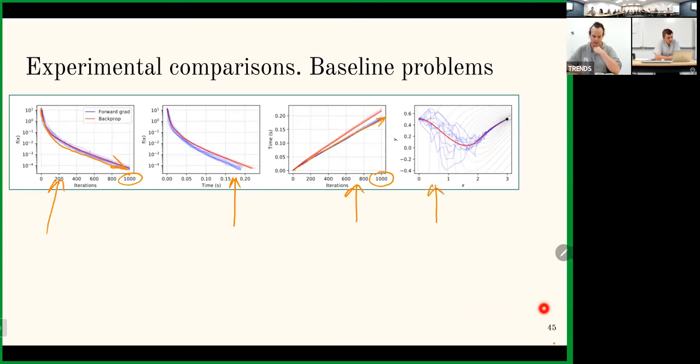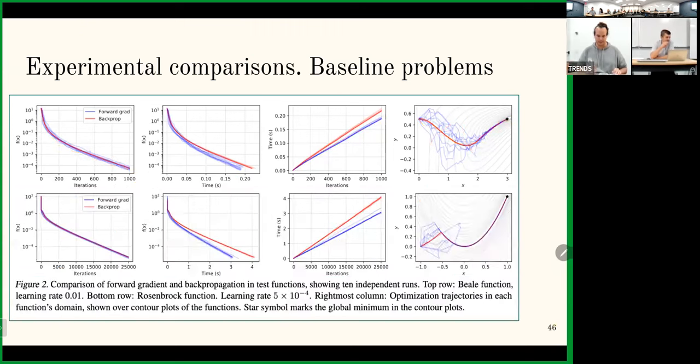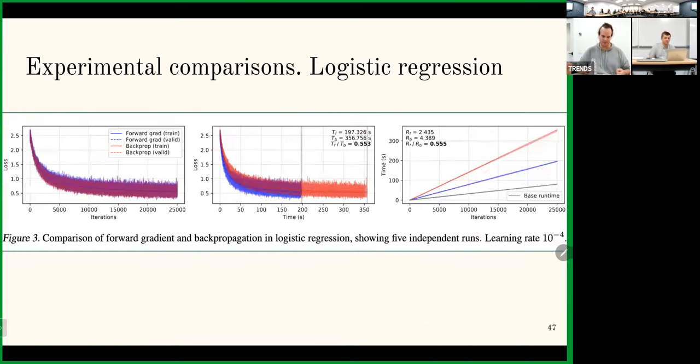And this final plot is showing us how those updates look on the plane of this function. So the red line here is backpropagation, and as we can see, it's fairly smooth. The blue lines are forward gradients, and you can see that they are somewhat random, stochastic, but yet in the end, they all lead us in the right direction, to the global minimum. So these are the results. The second baseline problem based on another function basically shows us the same picture. The two algorithms approximate this function equally well with regards to iterations needed, but forward mode is doing it faster because each iteration is performed faster. And that's the kind of result we are going to see in every experimental problem.